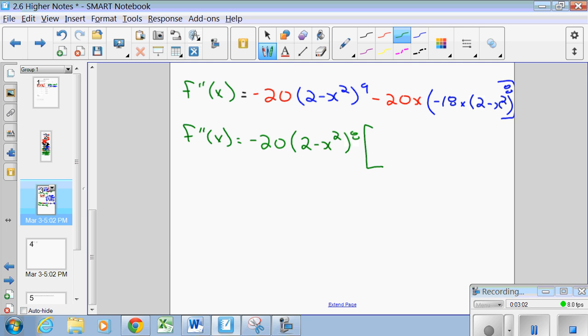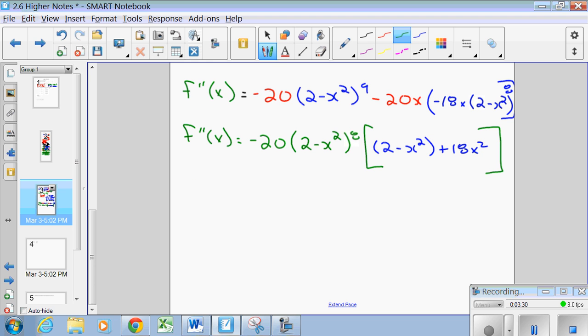The negative 20 is gone. I have still a 2 minus x squared left to begin with. In the second set of information, the negative 20s come out, but both the x's are there, the two negative signs are there. So I have plus 18x squared, and the 2 minus x squared to the 8th has already factored out. So that's what I have inside my brackets. I'm just going to gather up like terms.